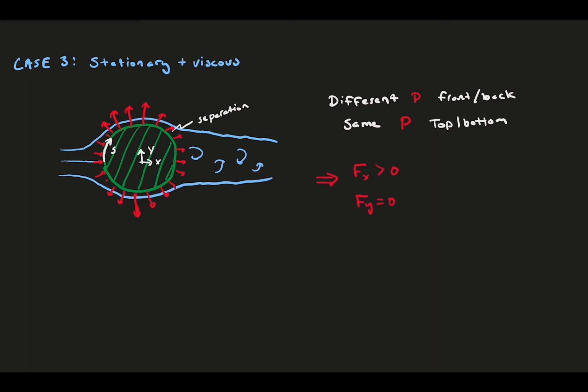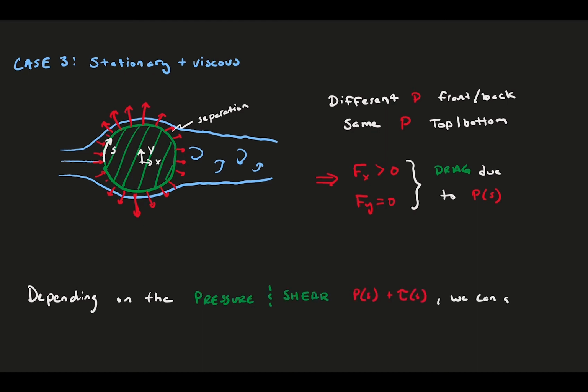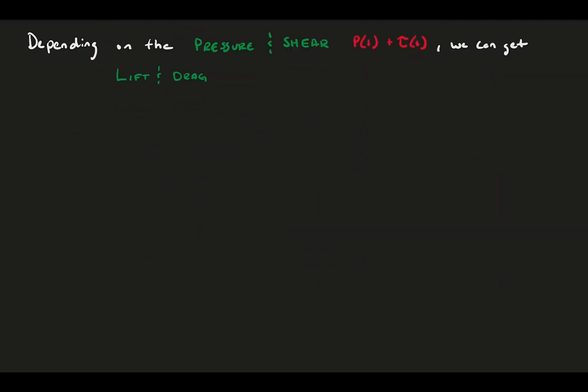This means that the pressure distribution leads to a net force in the x direction this time, and this is the drag. In this case, there is no net force in the y direction, or no lift. As you can see, depending on the distribution of the pressure and shear along the surface, we can get different combinations of lift and drag. Now, we have a good handle on simple configurations. Let's see what happens with an airfoil.